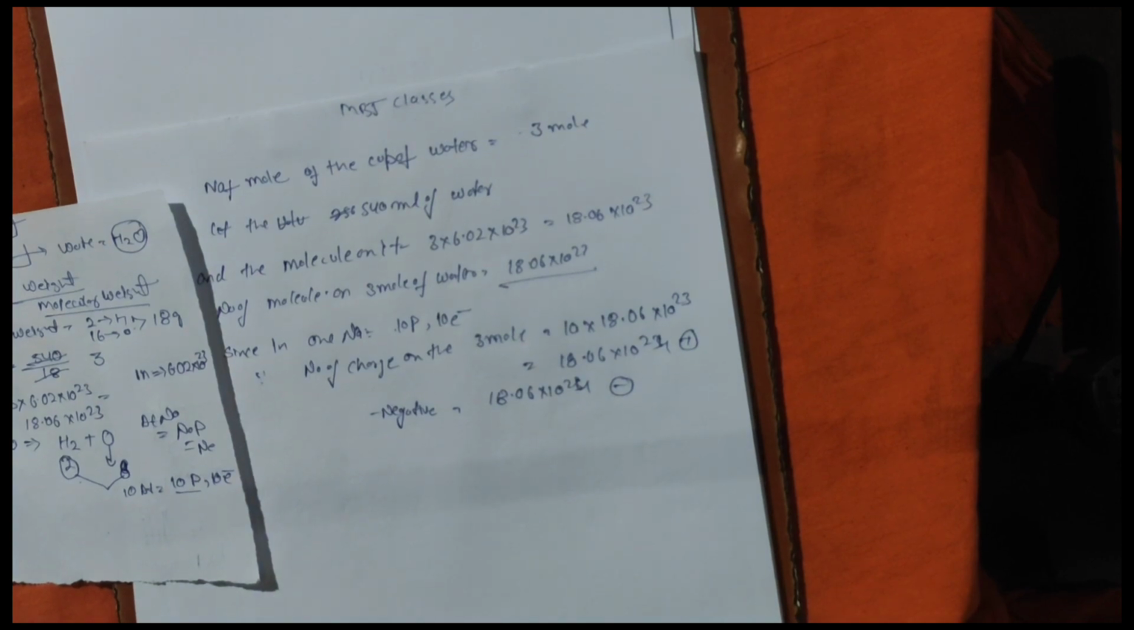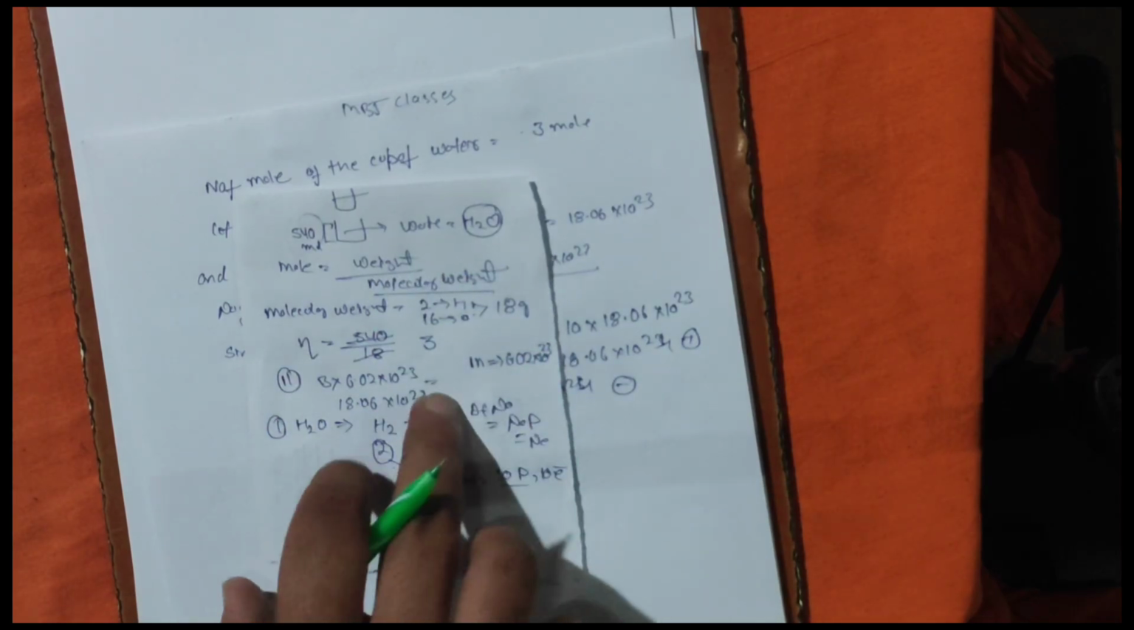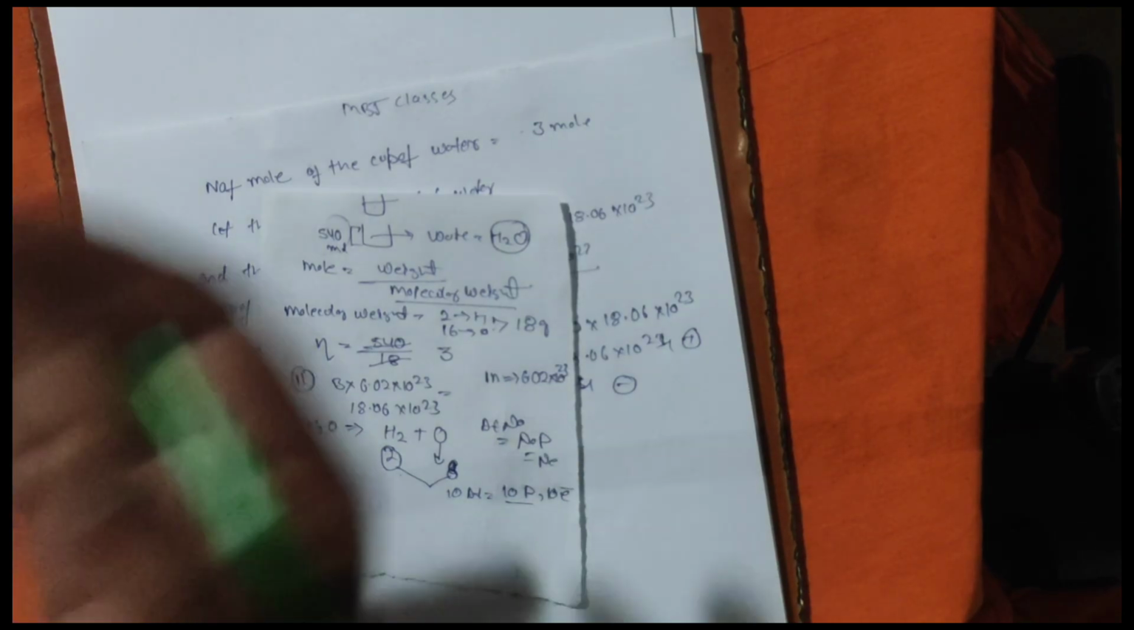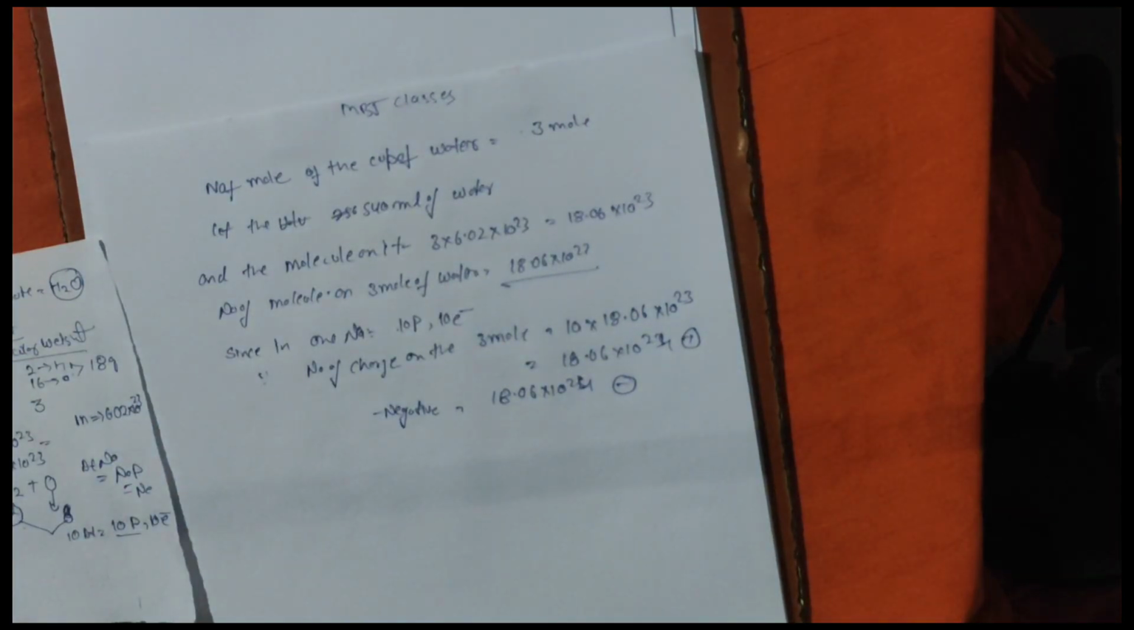I hope you understand the basic concept of what I am saying: first we calculate how many moles there are, then the number of molecules, and then with the help of atomic numbers and the positive and negative charges, we calculate the whole positive and negative charge. In the next class we move to Coulomb's law. Okay, bye.